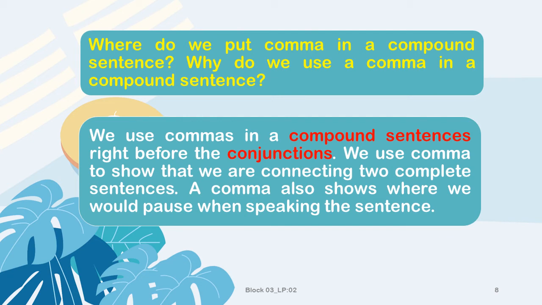Where do we put a comma in a compound sentence? Why do we use a comma in a compound sentence? We use commas in compound sentences right before the conjunctions. We use a comma to show that we are connecting two complete sentences. A comma also shows where we would pause when speaking the sentence.